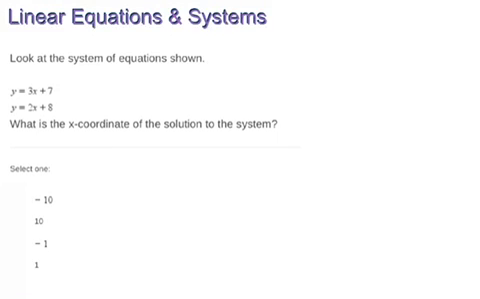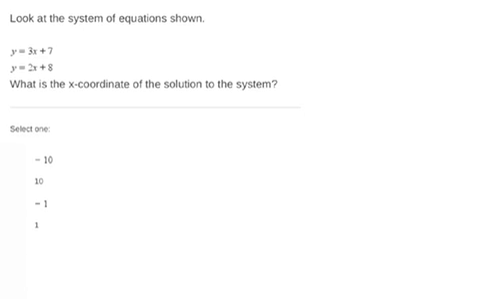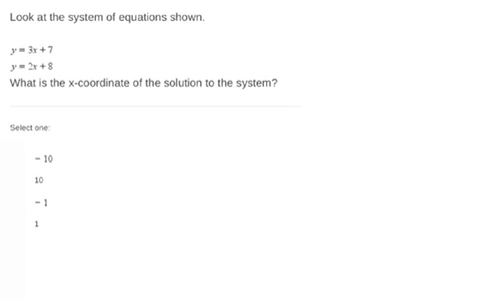Okay, so we're going to talk about the linear equations and systems diagnostic. You should have already taken this, so we're just going to kind of review it. So it says, look at the system of equations shown. What is the x-coordinate of the solution to the system? So what you guys can do is you can just set them equal and then solve.